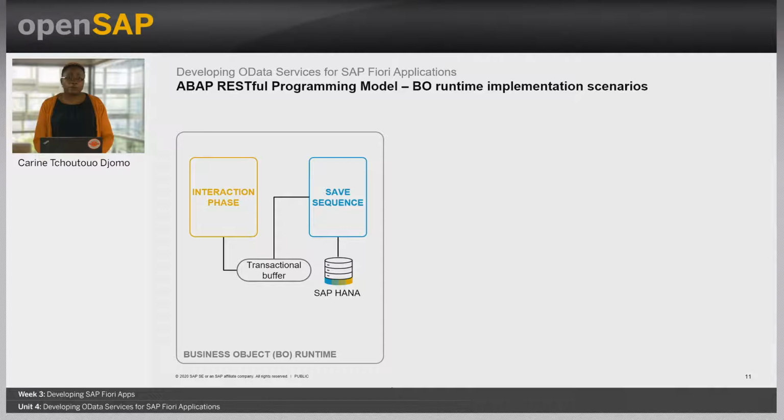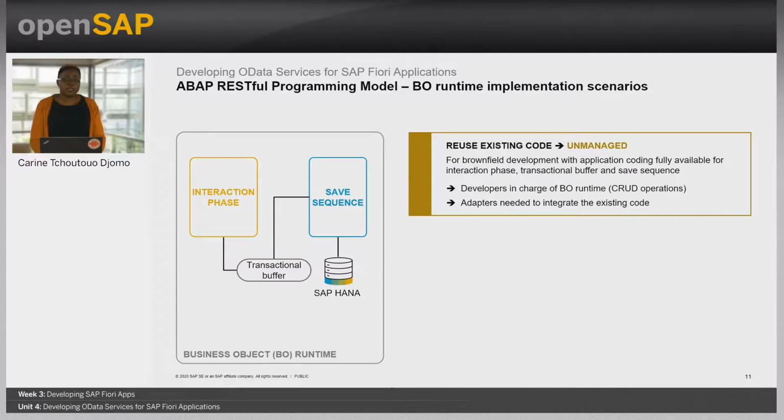Well, RAP offers two major BO runtime implementation scenarios. In the first scenario, the developers want to reuse existing business logic. Here they are in charge of the BO runtime and have to implement adapters to integrate the existing logic into the RAP application infrastructure using the unmanaged implementation.